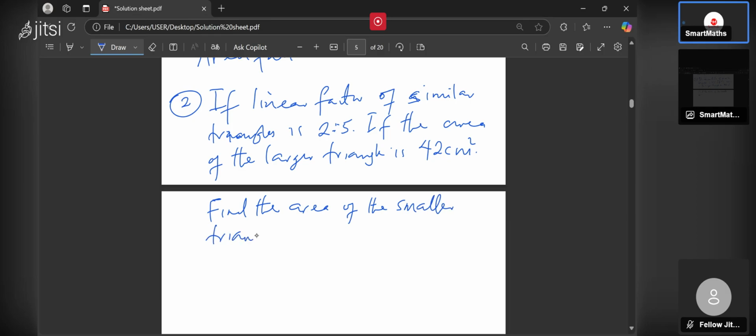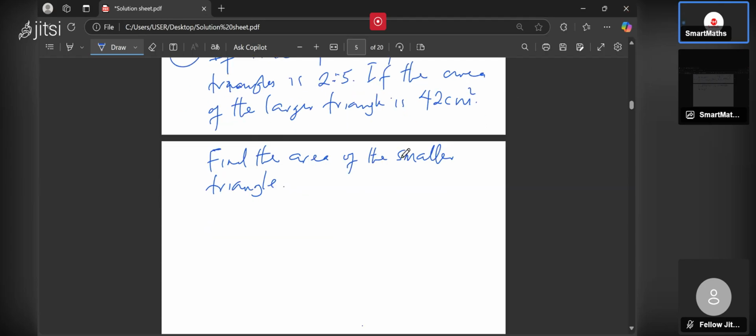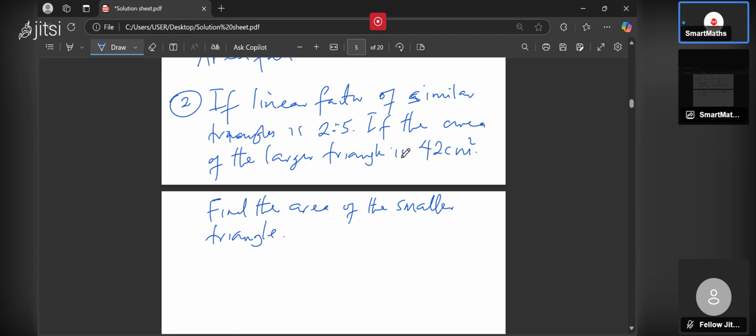Find the area of the smaller triangle. Now, we have been given the linear factor. That is the ratio of corresponding sides, which is 2 over 5. Now, for us to get the area factor, this is the linear factor, 2 to 5.